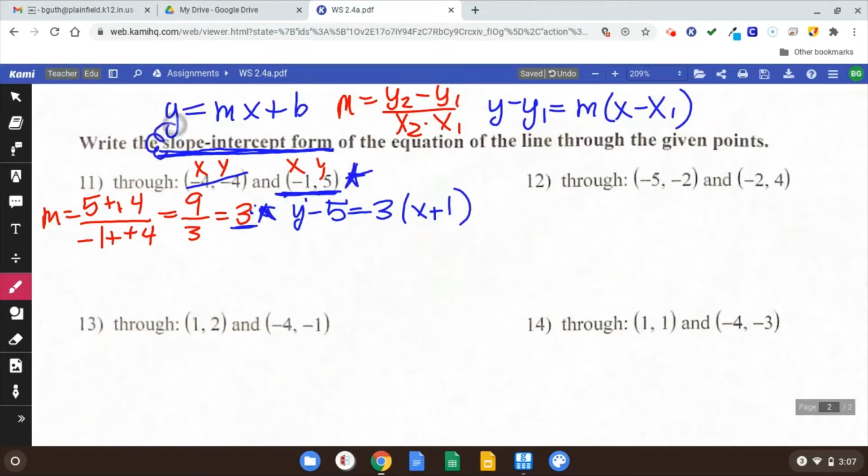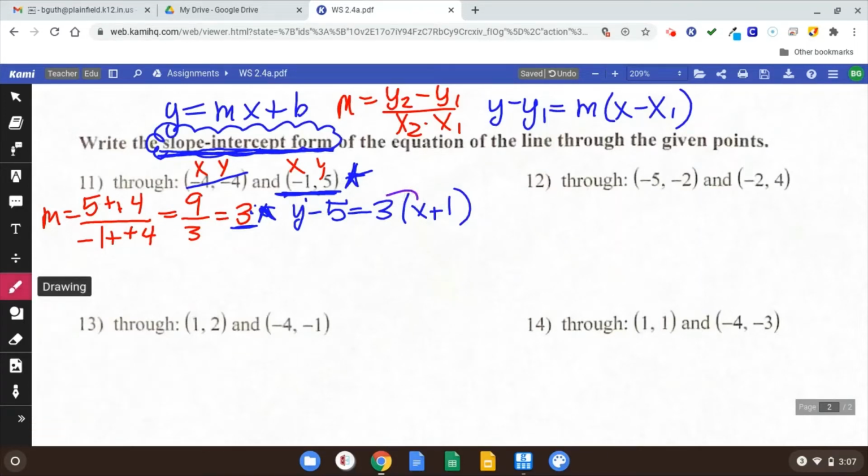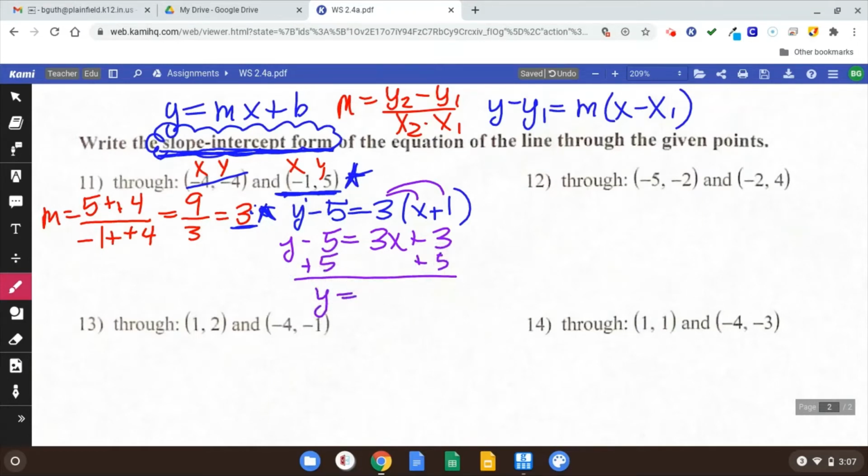But remember, you have to pay really close attention to what they want. We want this to end up looking like slope-intercept form. So in this case, we'll do some converting. Let's distribute because we don't want those parentheses, 3x plus 3. So y minus 5 equals 3x plus 3. Only thing left is to get that y by itself. So add 5. We have y equals 3x, 3 plus 5 is 8. Y equals 3x plus 8.